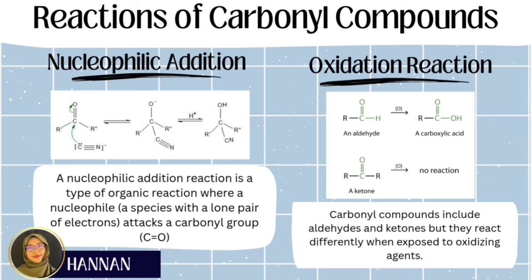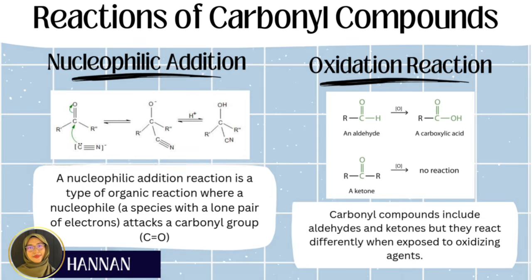The next one is the oxidation reaction. At the top, we have an aldehyde. When we add an oxidizing agent, it turns into a carboxylic acid. This is because aldehydes have a hydrogen attached, which makes them easy to oxidize. At the bottom is a ketone. It has two R groups and no hydrogen, so it doesn't react easily with an oxidizing agent, so there is no reaction. So aldehydes can be oxidized, but ketones usually cannot.